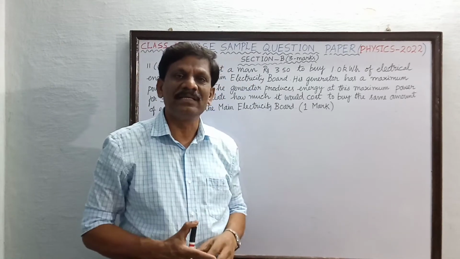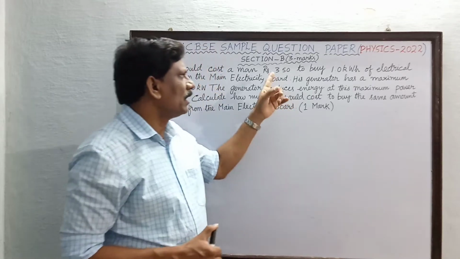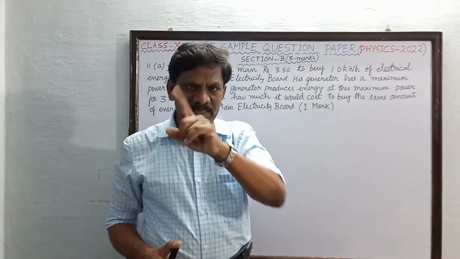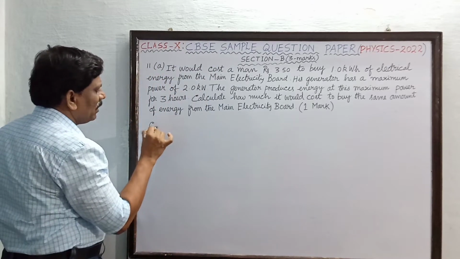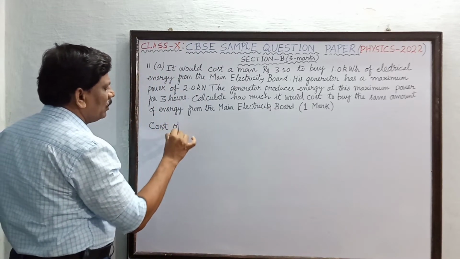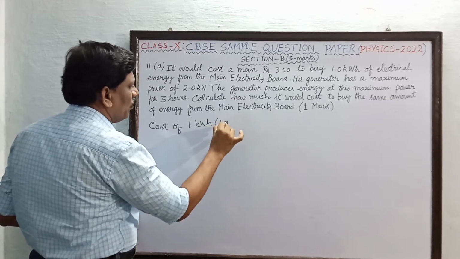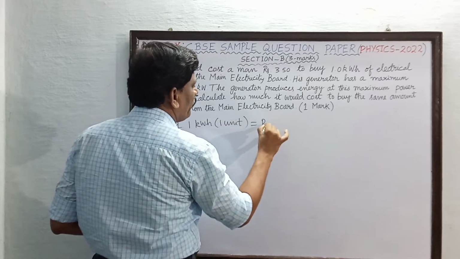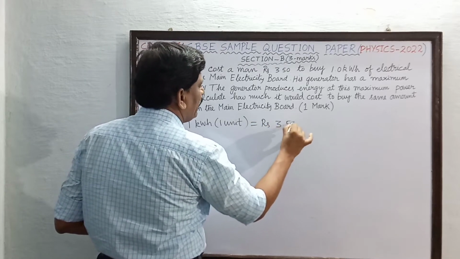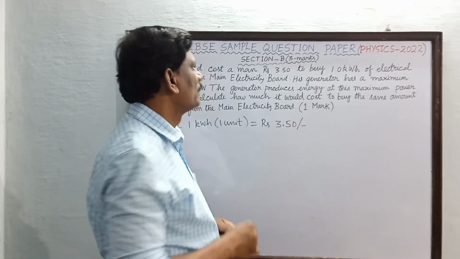So you have to read the sentence again. What is given? The cost of 1 unit of electrical energy is given. So I am going to write first, cost of 1 kilowatt hour, that is 1 unit, is equal to rupees 3.50. That is clearly given.